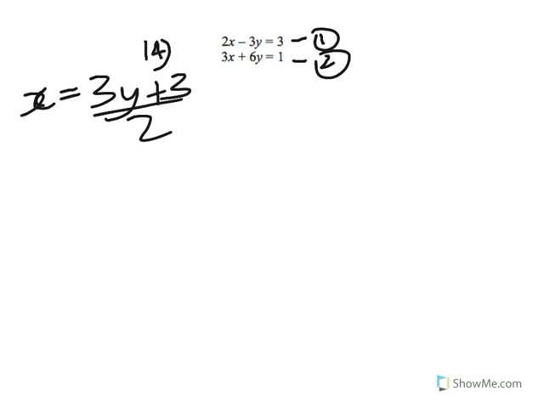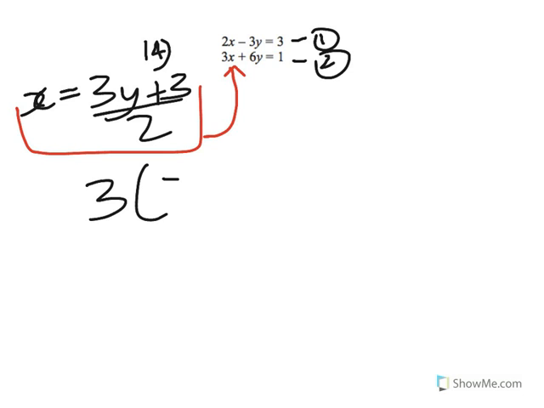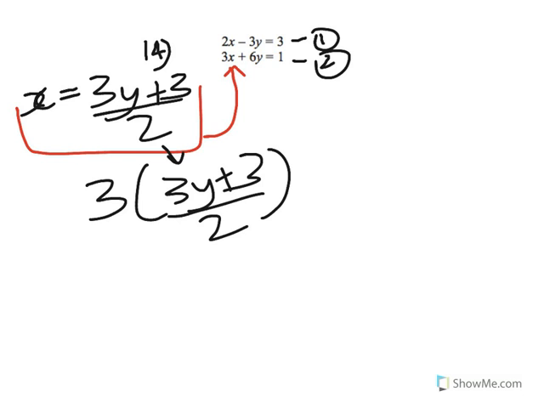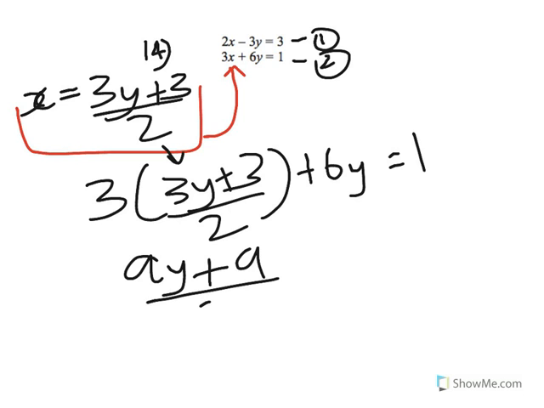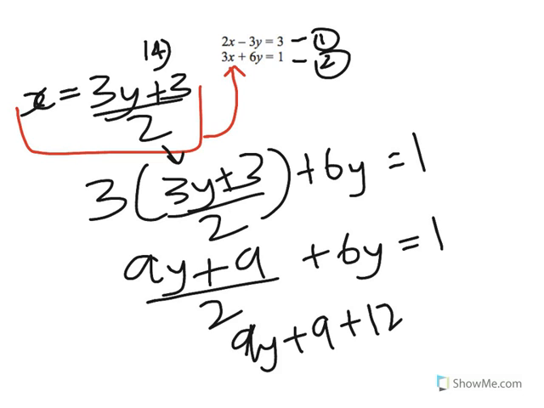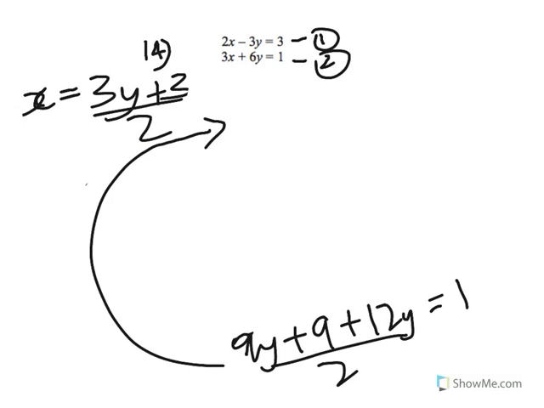Alright, so now that I have x in terms of y, all I can do is substitute this into the second equation so that I eliminate x and can solve for y. So 3 times (3y plus 3) over 2, plus 6y is equal to 1. So 9y plus 9, I'm going to skip through this really fast, over 2 plus 6y is equal to 1. Now you get a common denominator, so you're going to get 9y plus 9 plus 12y over 2 is equal to 1.